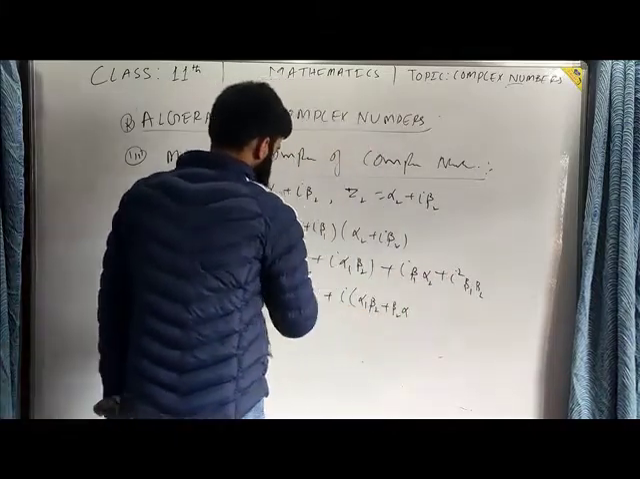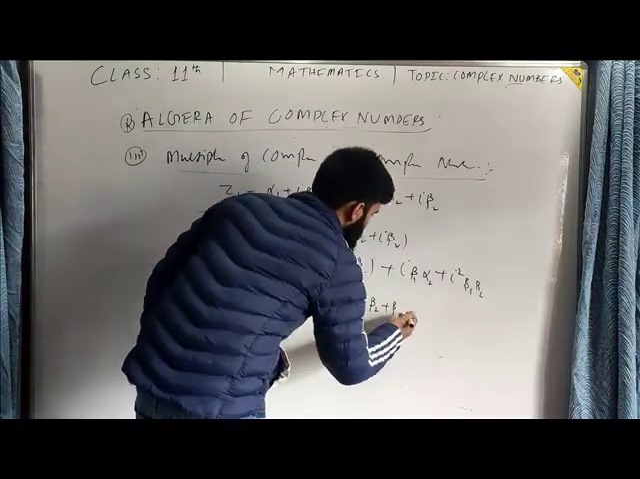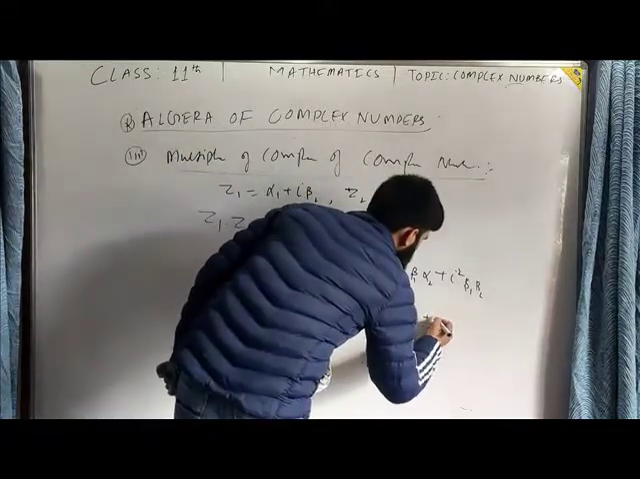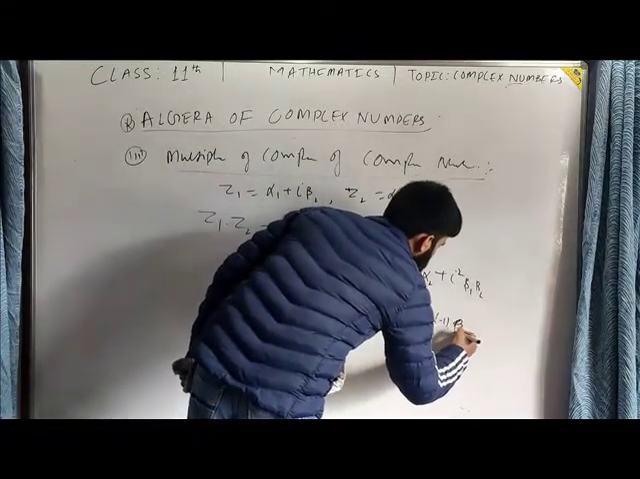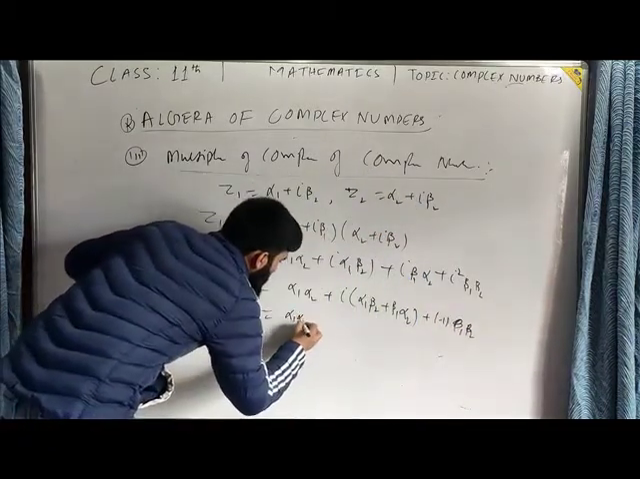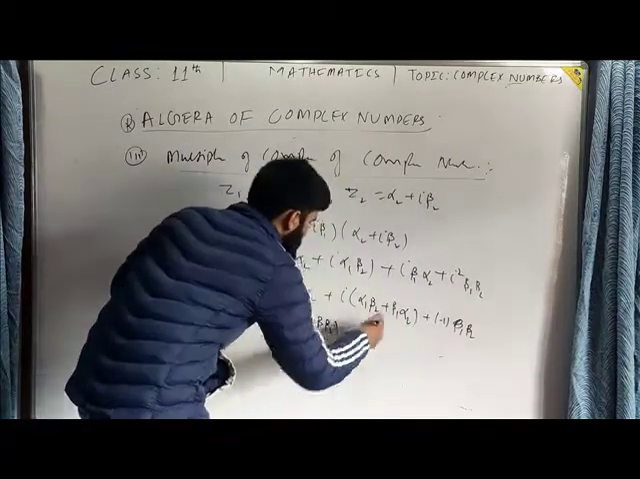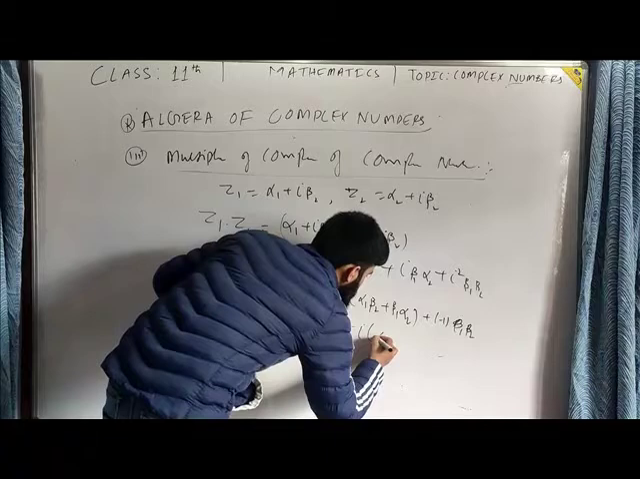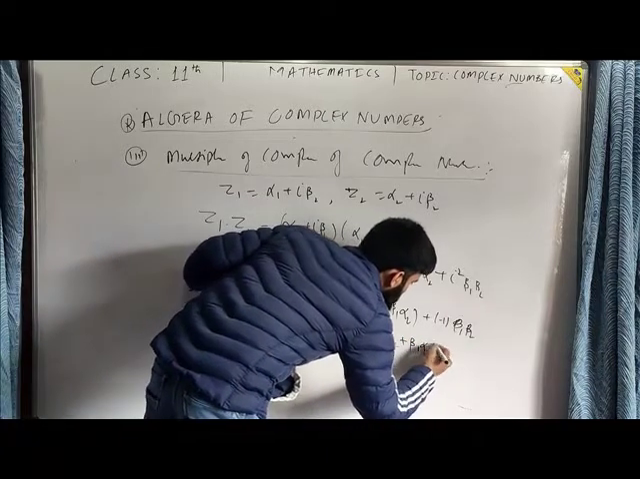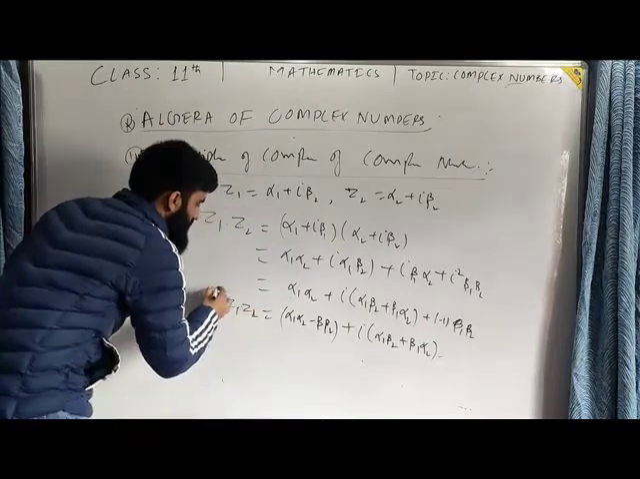So you will have iota common: alpha 1, beta 2 plus beta 1, alpha 2. Then iota square is minus 1, and you have beta 1, beta 2. So naturally we'll get alpha 1, alpha 2 minus beta 1, beta 2. These two are the real part, and the imaginary part is alpha 1, beta 2 plus beta 1, alpha 2. So this is the multiplication of the two numbers, z1 and z2.